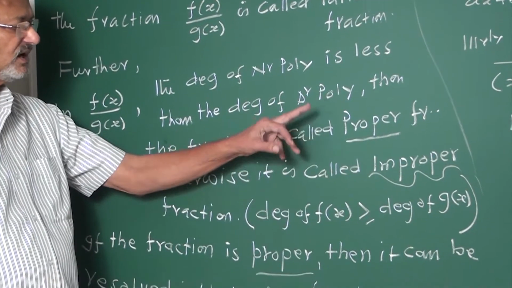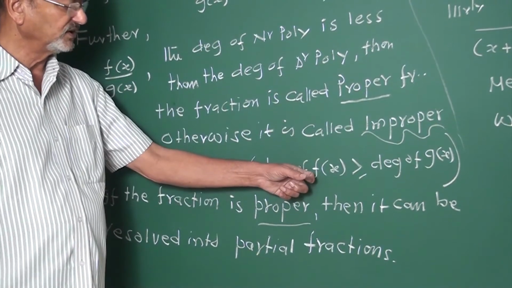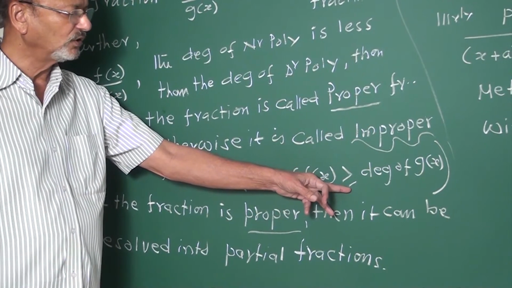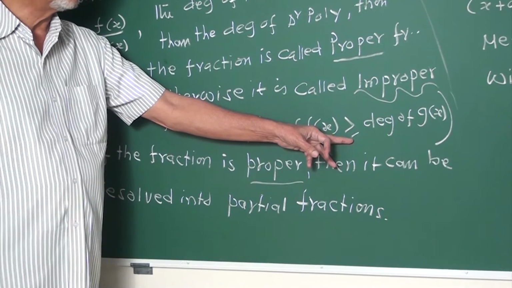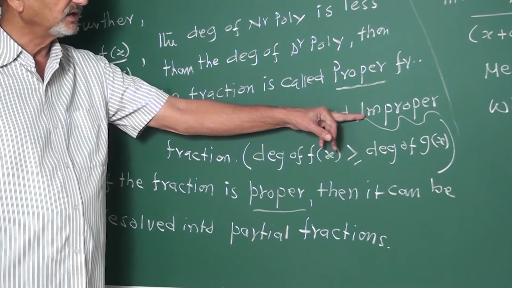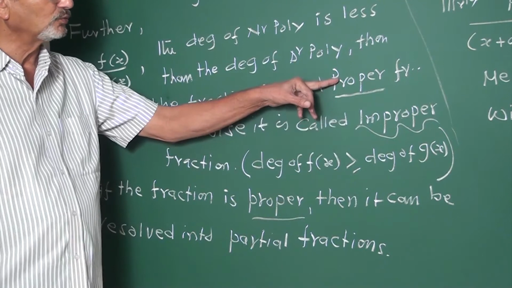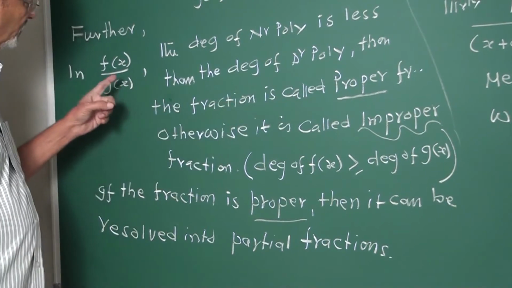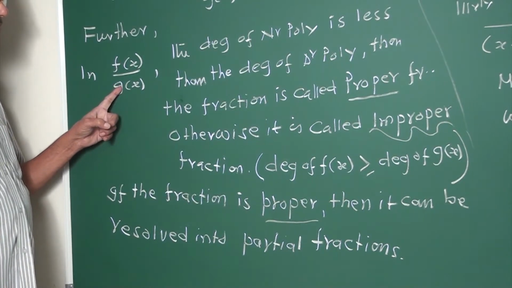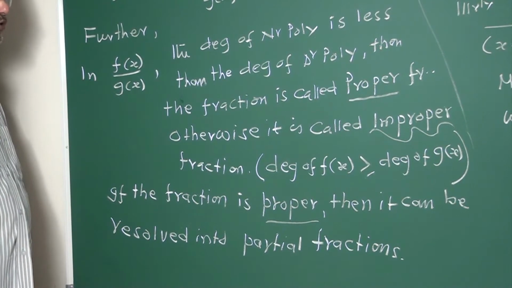Otherwise means what? Less is proper, greater than or equal to is what? Improper. So in this case, the degree of the numerator polynomial is greater than or equal to the degree of the denominator polynomial, and it is improper. If the given fraction is improper, then you can reduce it to proper by dividing the numerator polynomial by the denominator polynomial. We can reduce this improper fraction to proper plus quotient.